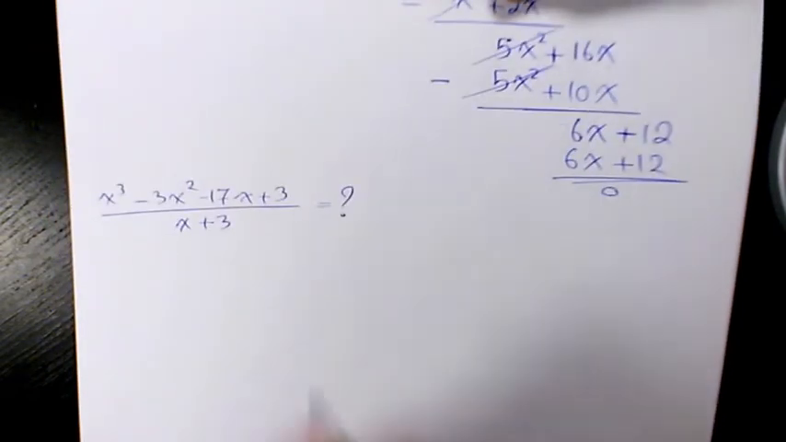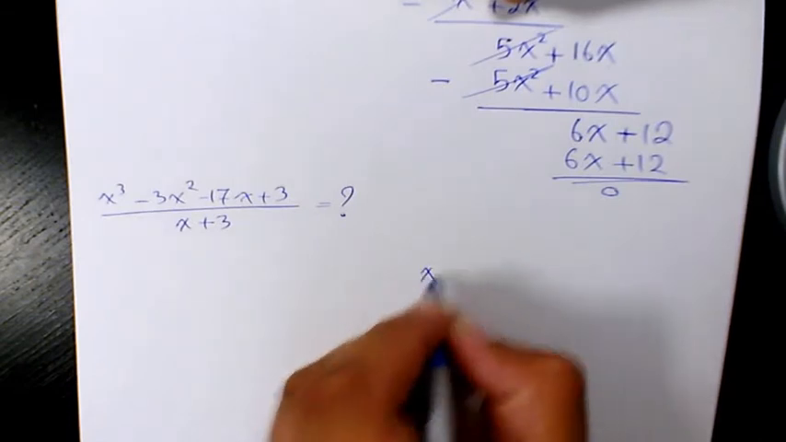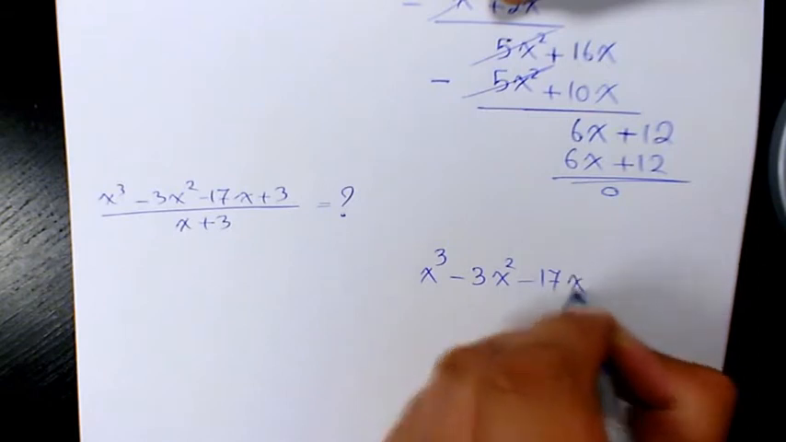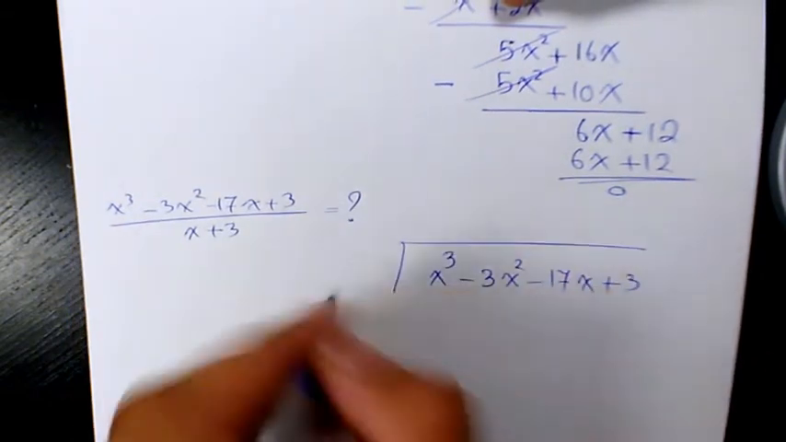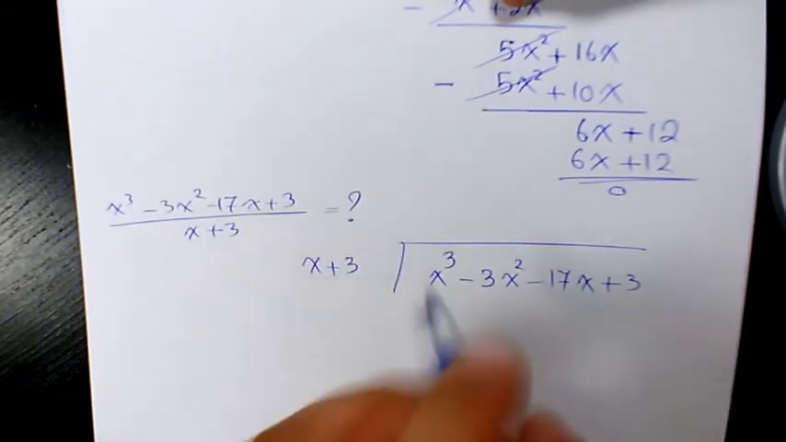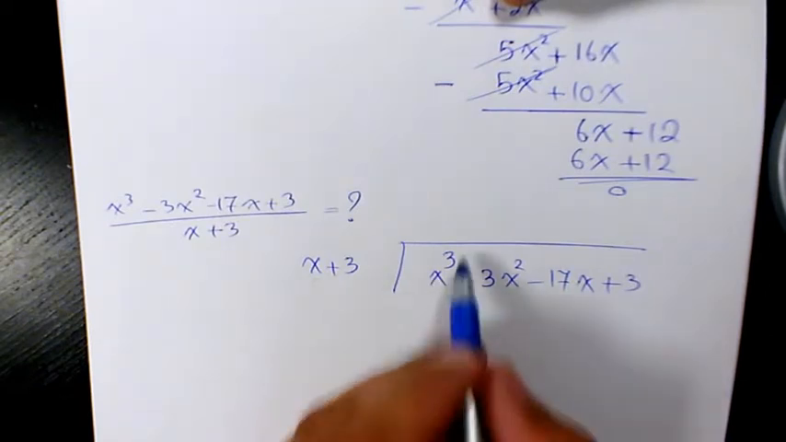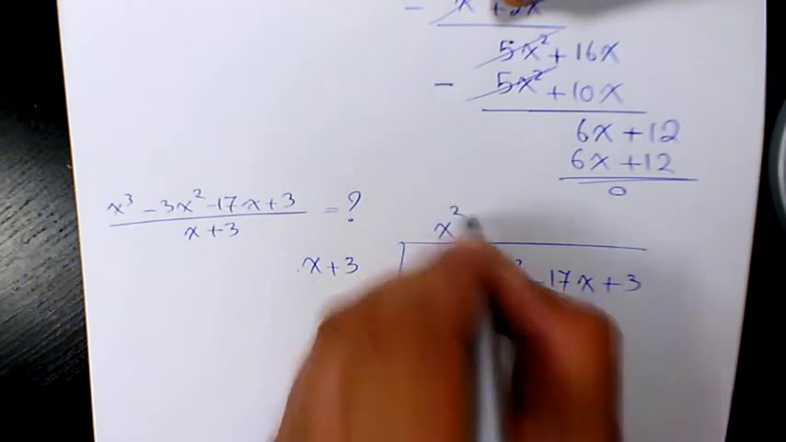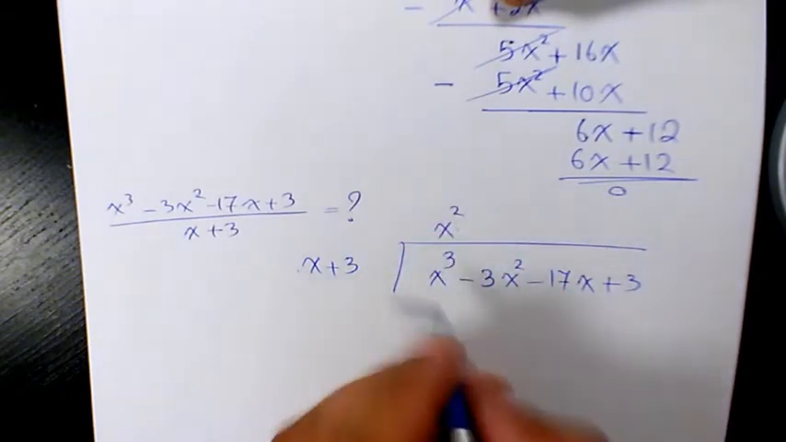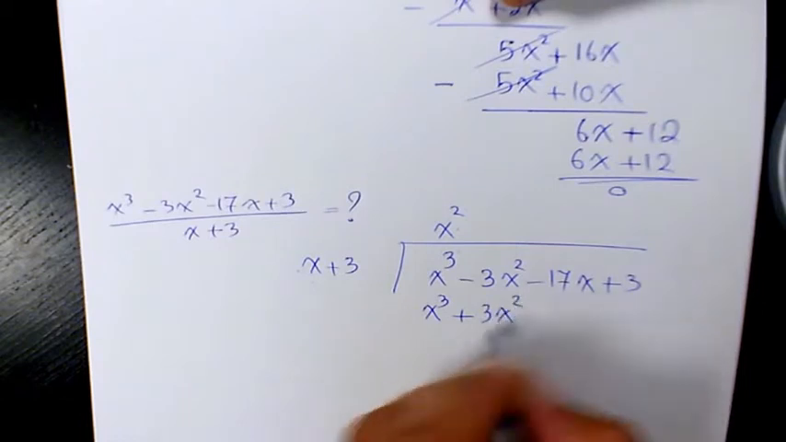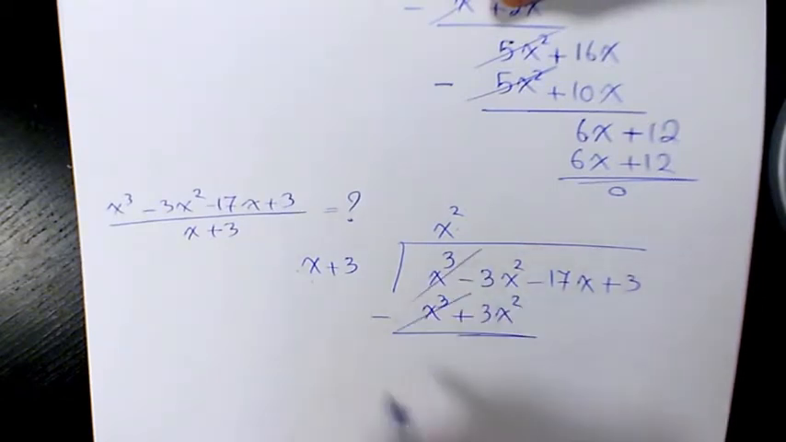Next one. X cubed minus 3x squared minus 17x plus 3 divided by x plus 3. The largest one is x cubed. The largest one here is x. So x cubed divided by x is x squared. Then you multiply x squared times x, x cubed. X squared times 3 is going to be 3x squared. When you subtract it, these two cancel out.